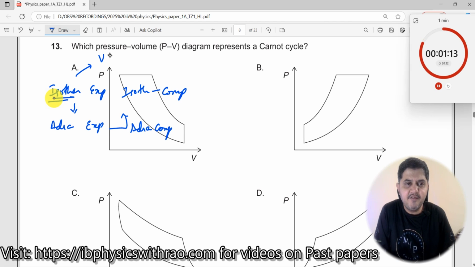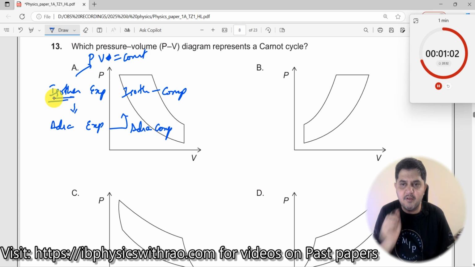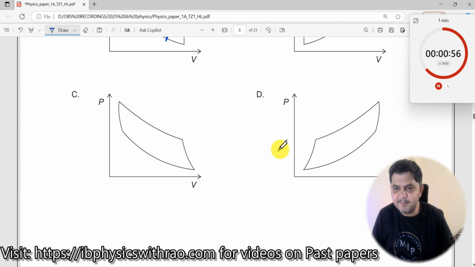It means V decreases or increases, and P also increases or decreases in such a way that the value of PV is equal to a constant, which means both P and V should vary. So as a result of it, this is incorrect. This is incorrect. Let us look at this here. Here it's not so. So it should be only between C and D.